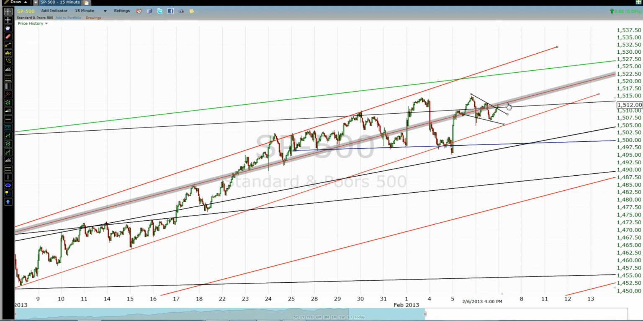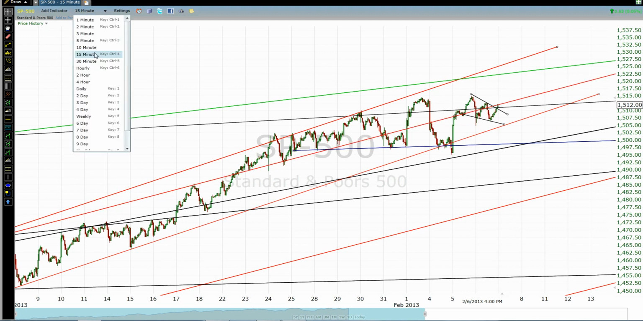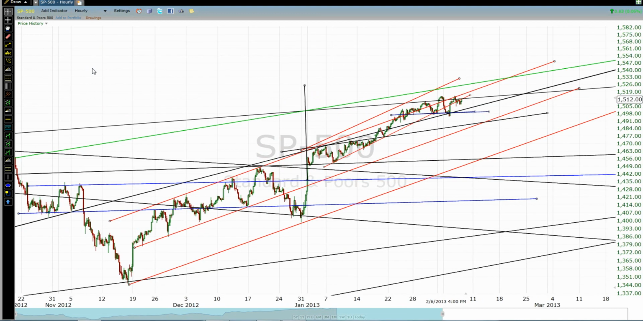There's this overhead resistance line here. Now where have I drawn that from? If we take a look on the hourly chart, we'll just see where that line is. That line is this red line here. So this is our larger channel line that we've been watching, and at the moment we've been watching this smaller channel line within this larger channel.